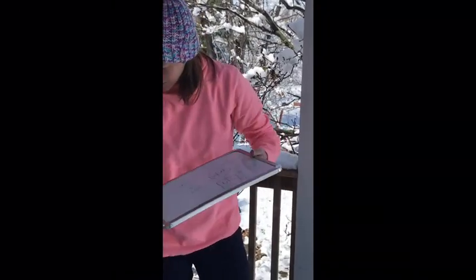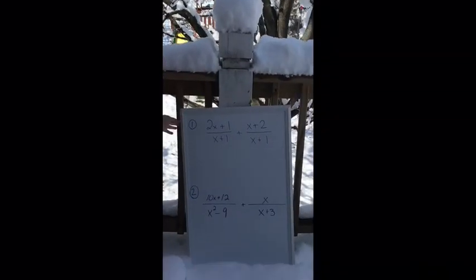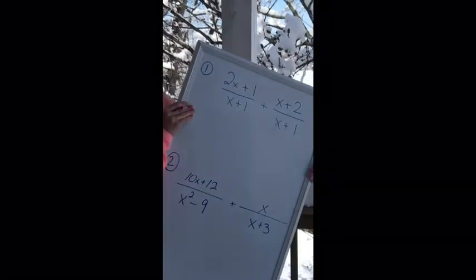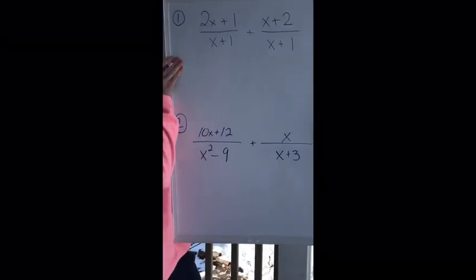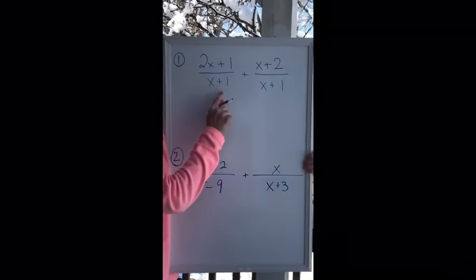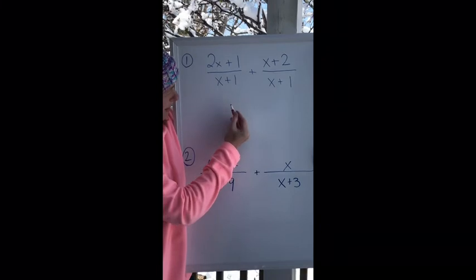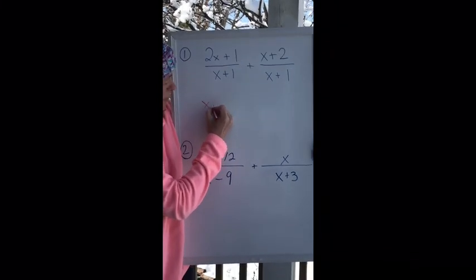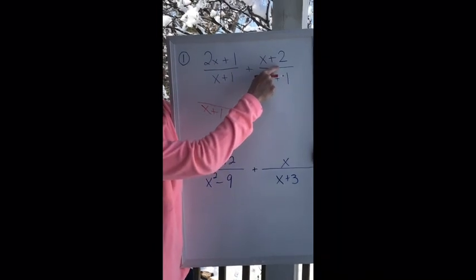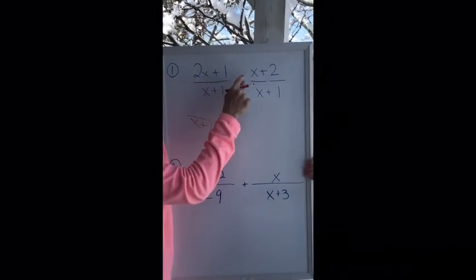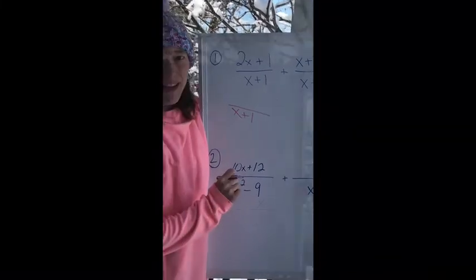So I'm just going to set this down for a moment and grab this board now. If you look at this, is it glare or can you see it? All right, so if you look at this, they too have a common denominator. So all we have to do is keep that common denominator, x plus 1, and combine these. So we're essentially going 2x plus 1 plus x plus 2.